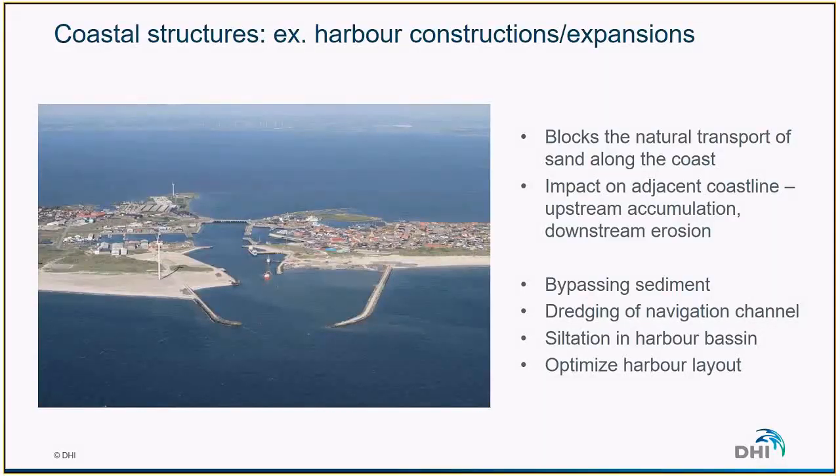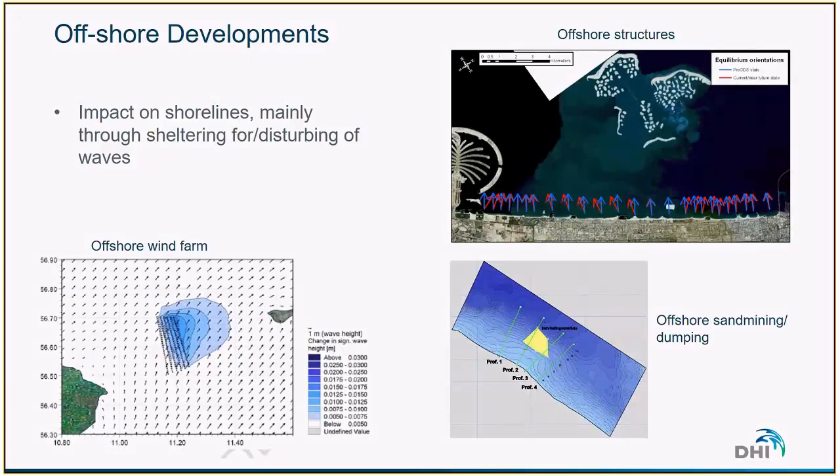And typically another problem that can be related to harbors, for instance, is siltation in the basin. So that's why it's important to try to optimize the harbor layouts in order to avoid problems in the harbor and around the harbor. Offshore developments can have an impact on the coast as well. But this impact is indirect, so to speak, because it's usually due to the change of offshore conditions.